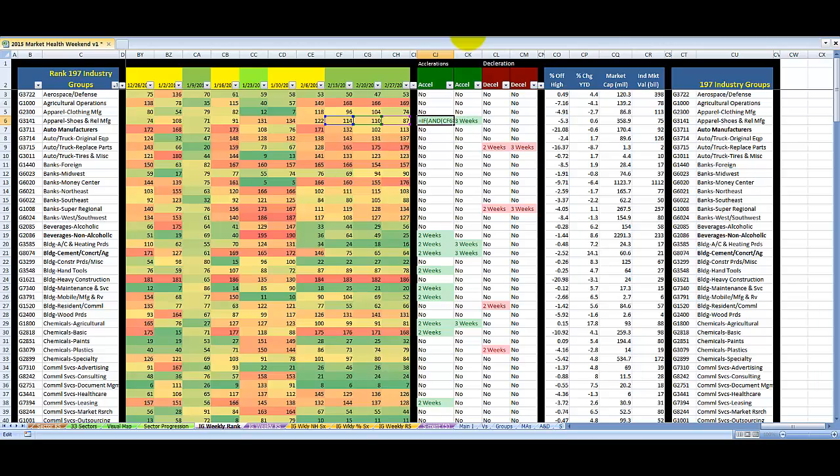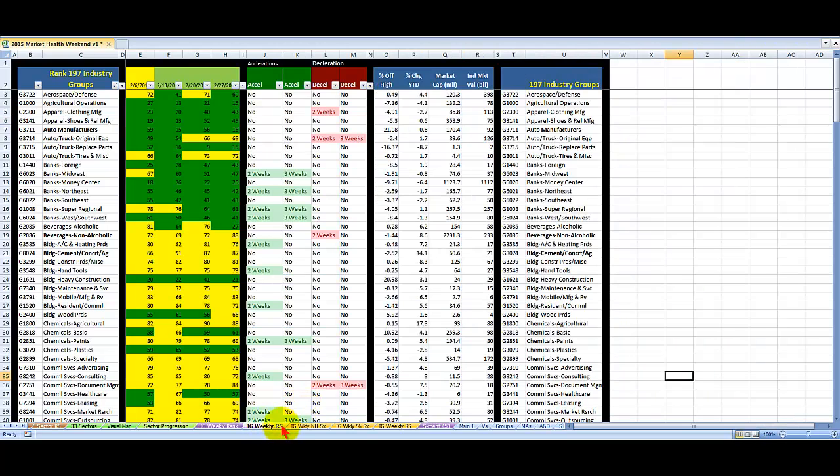I make a note of whether it's accelerating or decelerating, and then I just have some general information I like to keep handy: year-to-date change, percent off high, market cap. Then I quickly move on to the industry group weekly relative strength.